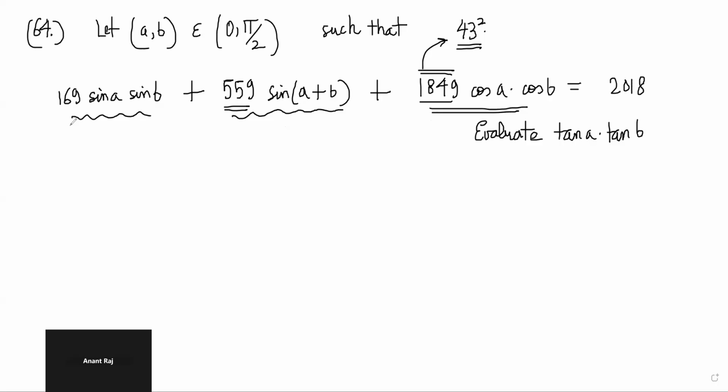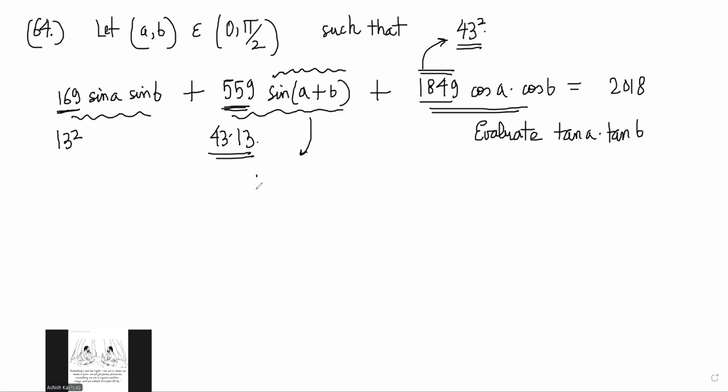Okay. This is 13 square and this is 43 into 13. Can you see? So now the hint is there. From that only the hint is there. I have sine of A plus B here. This can be expanded into two terms, and they have 43 and 13, and here you have 13 square and here you have 43 square. So this is like middle term factorization, right?